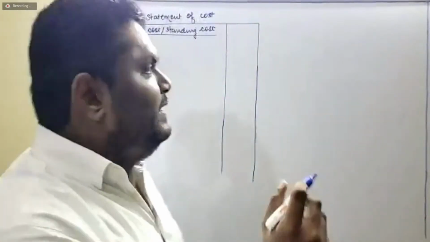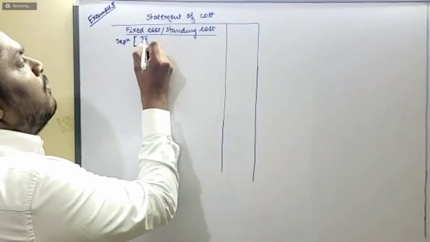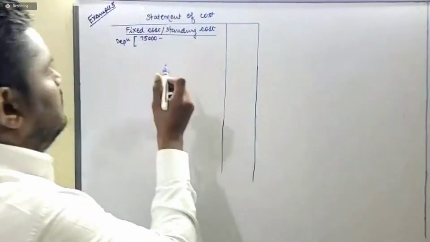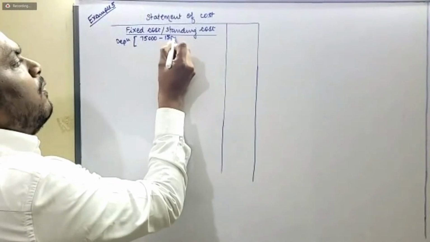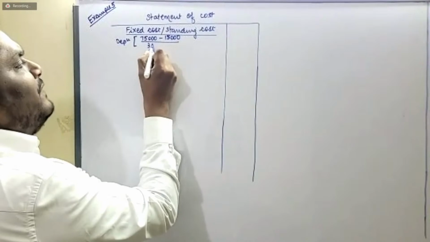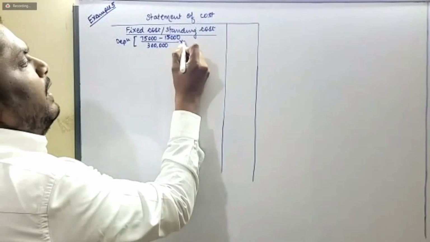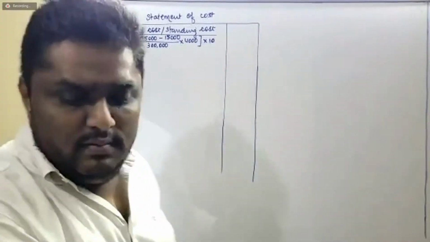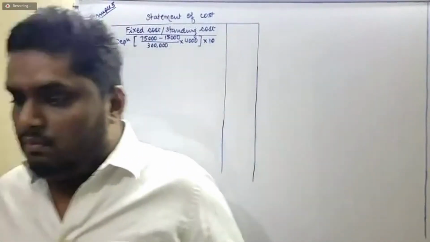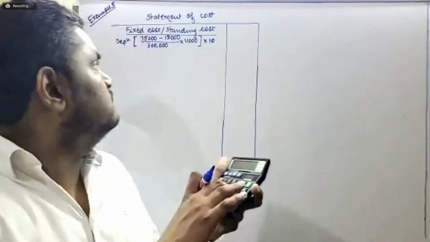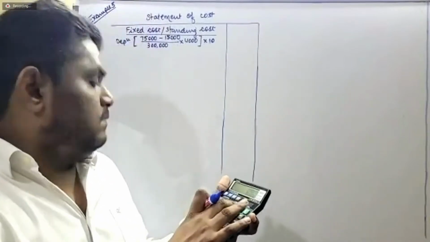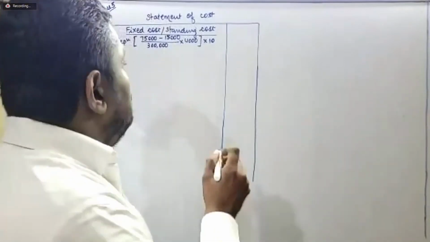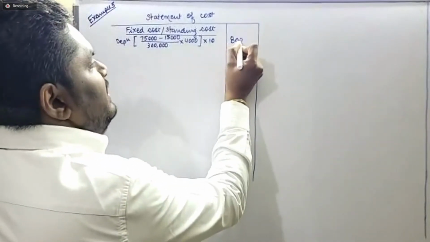The cost of taxi is 75,000 minus the scrap value of 15,000. The useful life is 3 lakh kilometers, and we have used 4,000 kilometers into the total number of taxis, that is 10. So the amount of depreciation is 8,000.